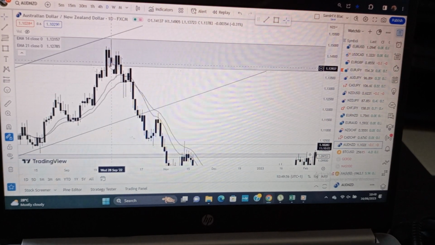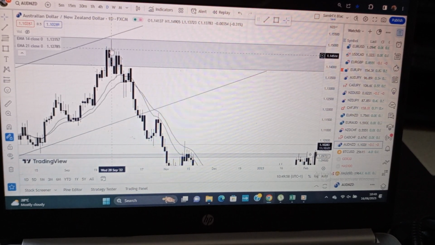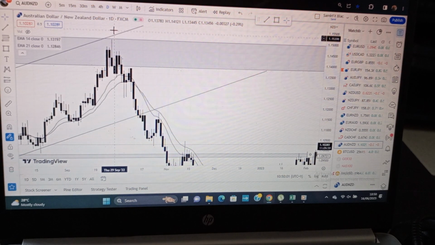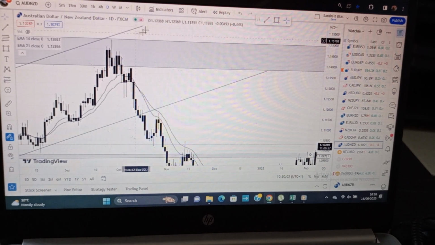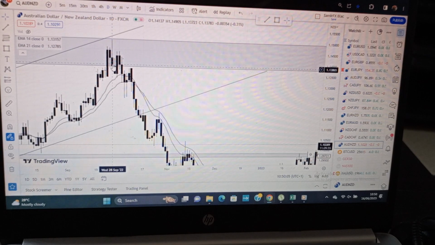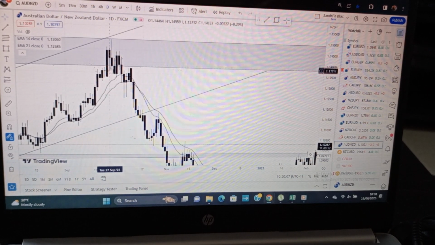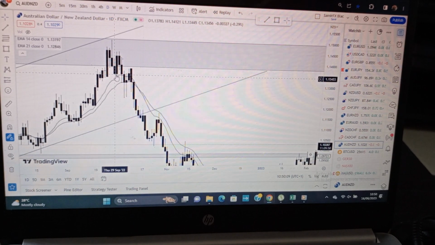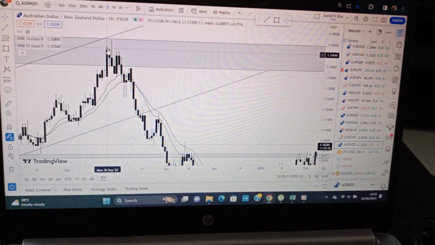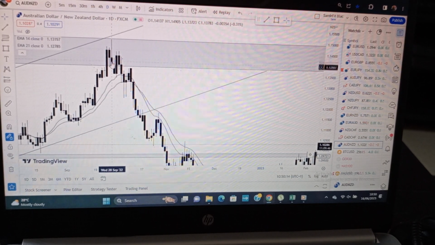Like as you can see, this is a shooting star on a daily. This is a strong indication that this market is being rejected by sellers. There are a lot of sellers up here, that's why you see this strong rejection. And then there's a break of structure, because this was a high and then this was a low, and then this was a lower high. It didn't break the former high, so this is a change of character.